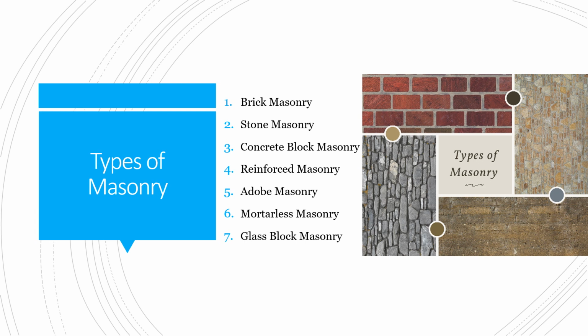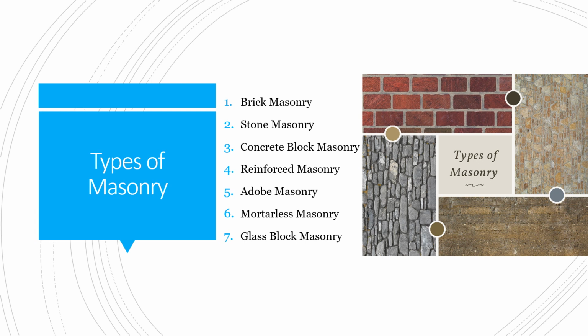The next is stone masonry. Stone masonry utilizes natural stones such as granite, limestone, or marble to construct buildings or structures. It can be used in their natural shape or cut in specified shapes and sizes.